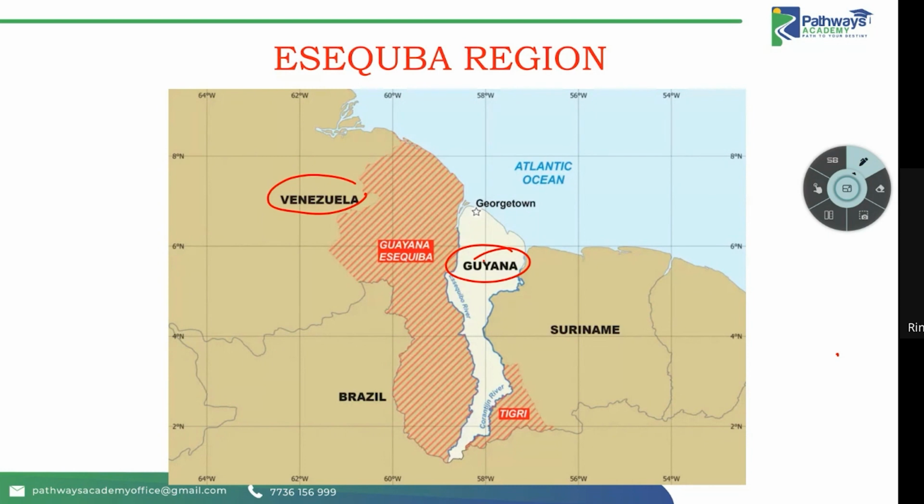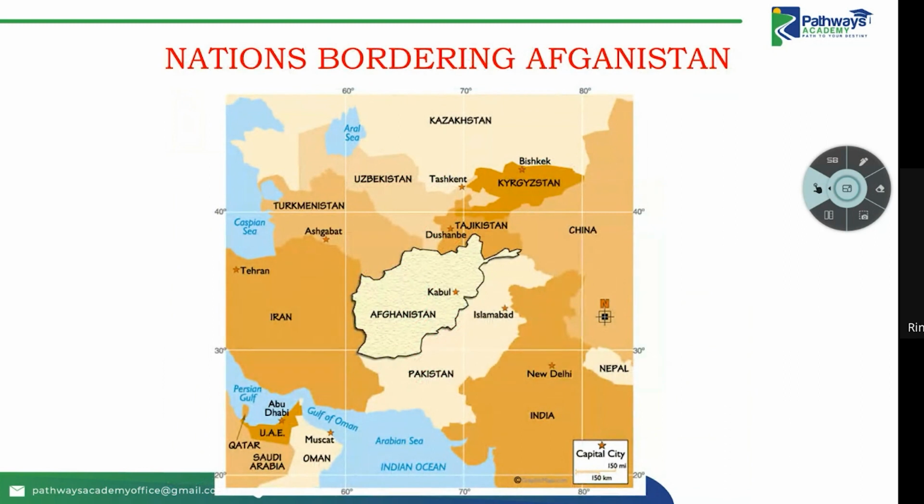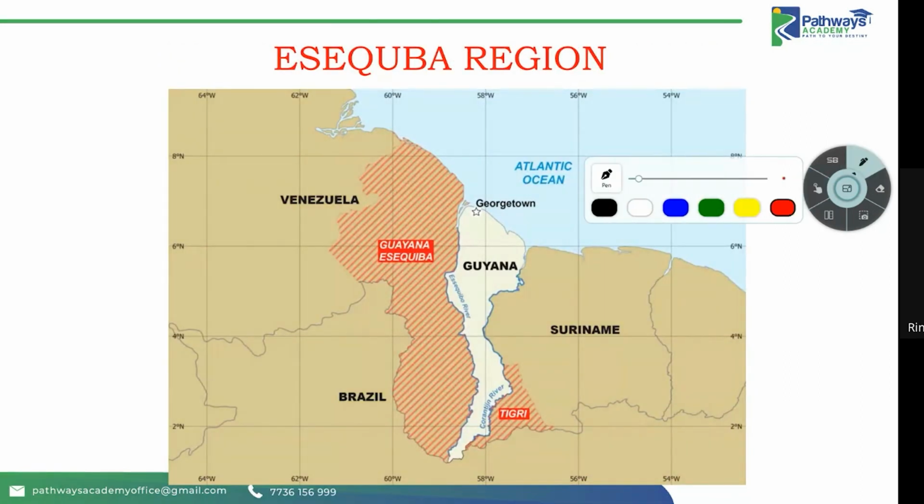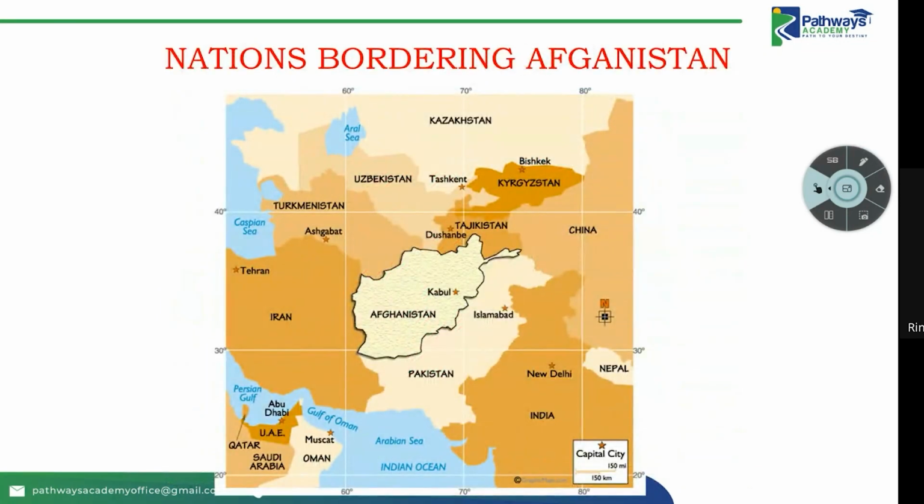There is a river in the east of Essequibo region that is known as Essequibo River. It opens into Atlantic Ocean.